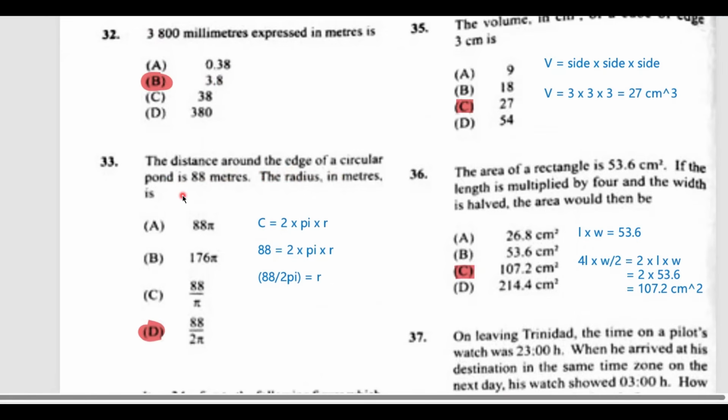33. Distance around the edge of a circular pond is 88 meters. Radius in meters is, all right. So we know circumference is 2 pi r. So 88 is 2 by pi by r. And what r would be? 88 divided by 2 pi. And that's the answer there, D.